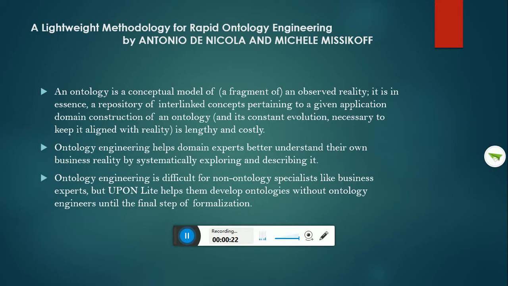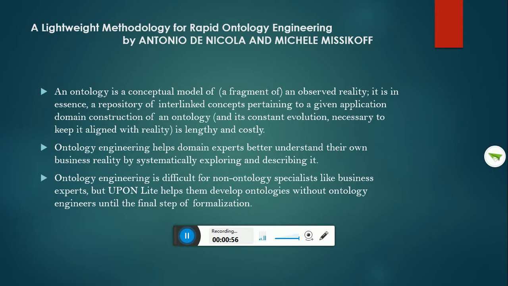So let's discuss what an ontology means. An ontology is a conceptual model of a fragment of an observed reality. It is in essence a repository of interlinked concepts pertaining to a given application domain. Construction of an ontology, and its constant evolution, is very necessary to keep it aligned with reality. It's lengthy and costly. Ontology engineering helps domain experts better understand their own business reality by systematically exploring and describing it.